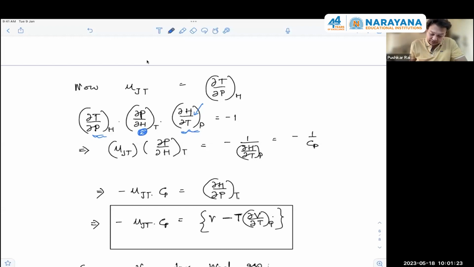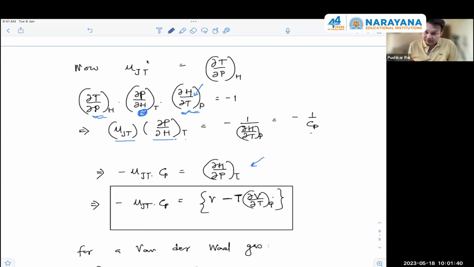So I have written it like this: mu JT, del P by del H at constant T, is equal to 1 by Cp. So negative of mu JT into Cp comes down to be this: del H by del P at constant T. Now we know del H by del P at constant T. Once again, the same thing. It is V minus T del V by del T at constant P. Now this V minus T del V by del T, for van der Waals gas, we have to find.